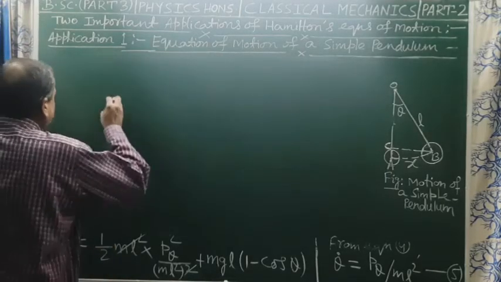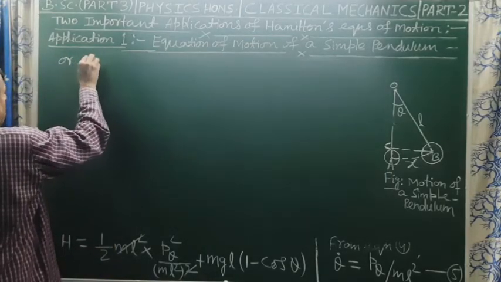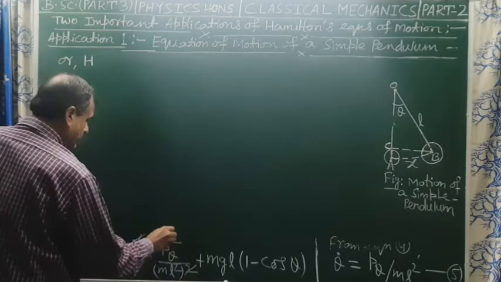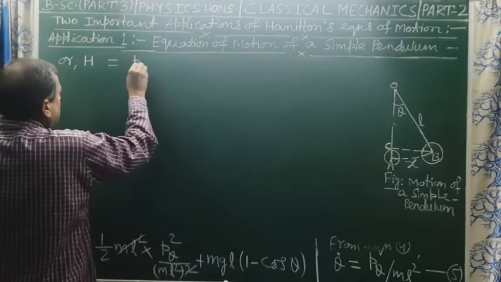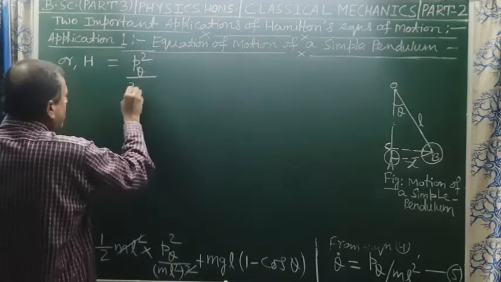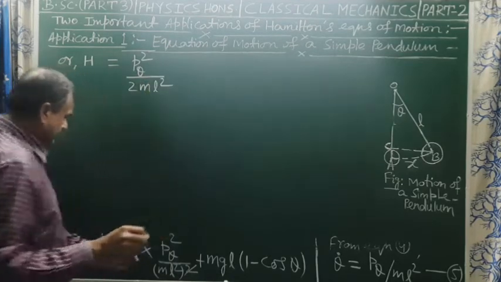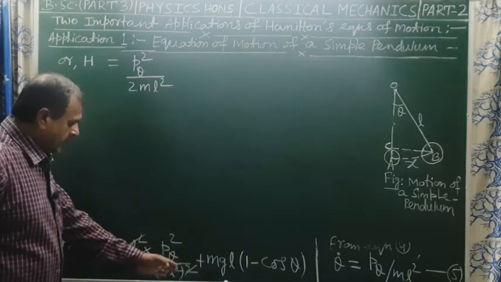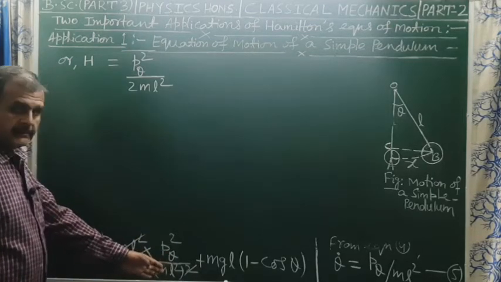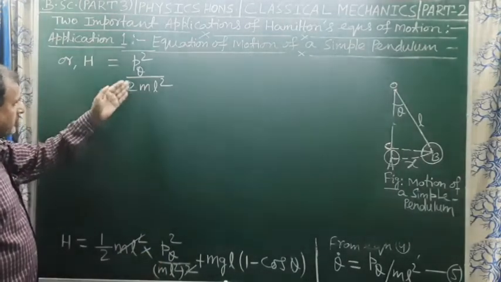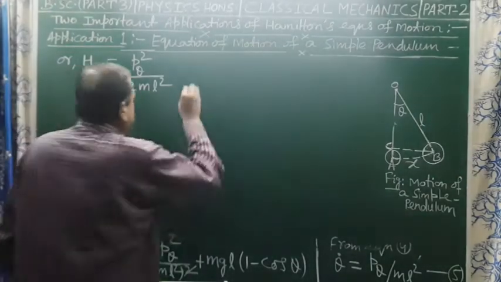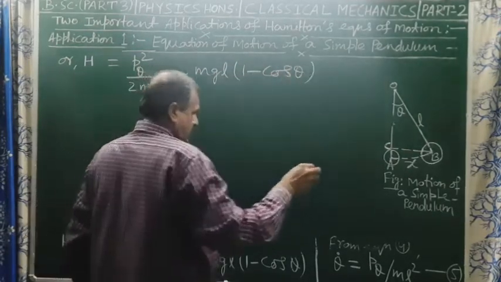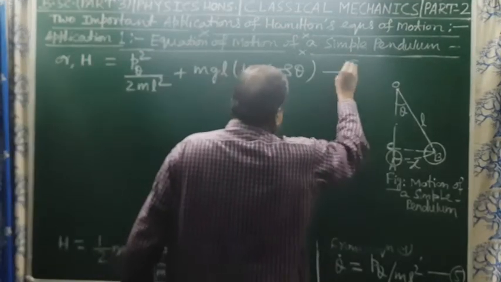Now we have the Hamiltonian function for the simple pendulum, H equals p theta square upon 2 ml square. From the numerator, one power of ml square cancels with the denominator, so ml square remains in the denominator. So p theta square upon 2 ml square plus mgl(1 minus cos theta), and this is equation number 7. After 6 it is 7.